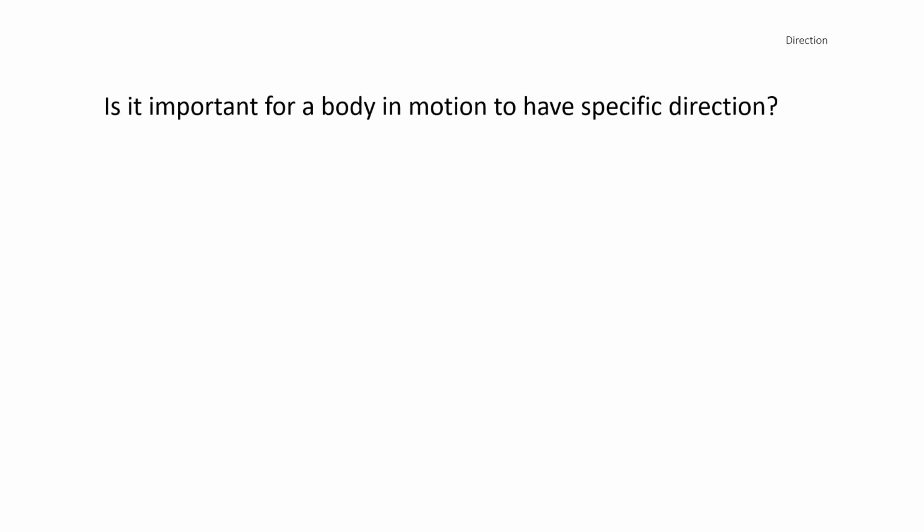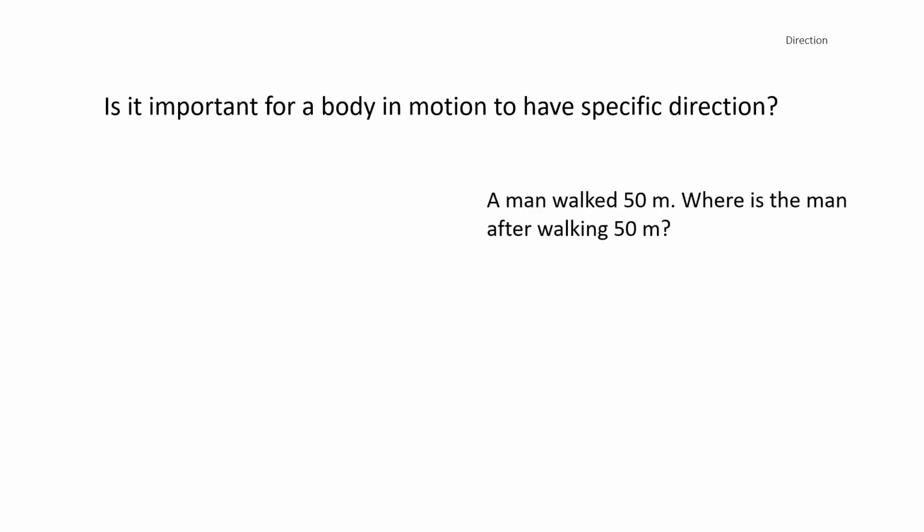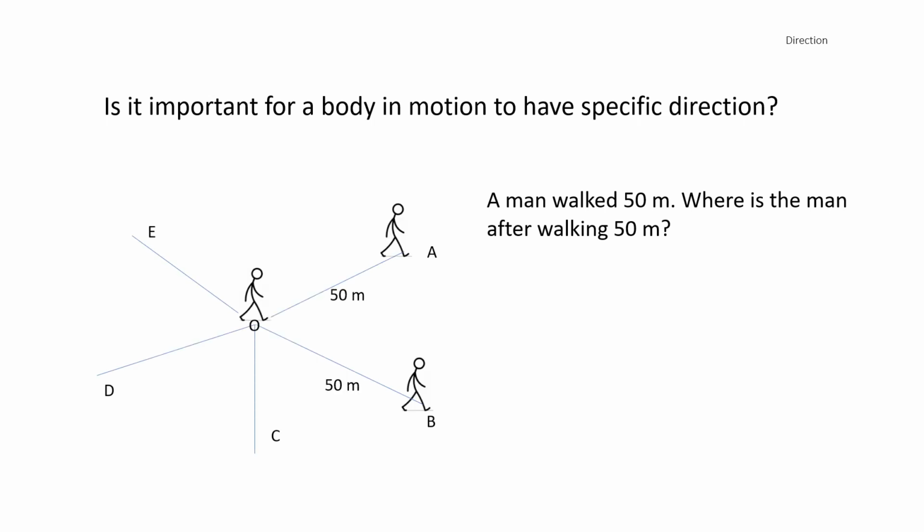Now, how important is the direction for a body in motion? A man initially at point O walked 50 meters. Where is the man after walking 50 meters? Is he at point A, at point B, at point C, at point D, or at point E? Any of these points can be the possible location of the man after walking 50 meters.